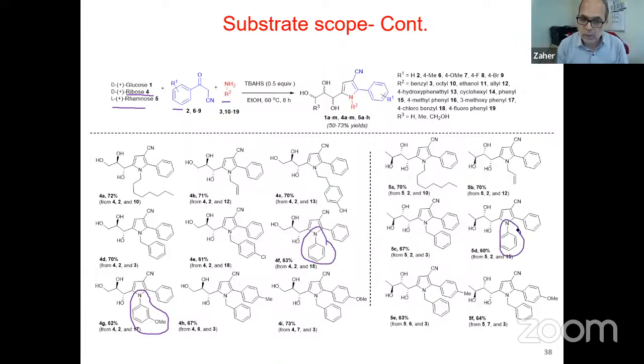So this is just to depict the versatility of this reaction, whether we are using aromatic, we are using aliphatic, or we are using amines that have a double bond here, or an aromatic ring, as you can see here. All of these reactions are really successful and give us the desired product as needed.